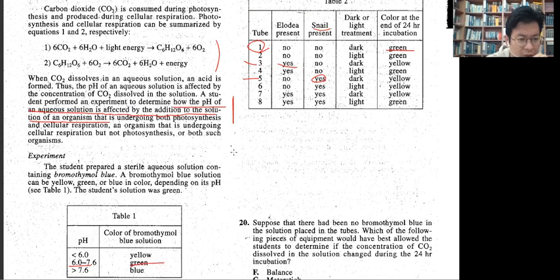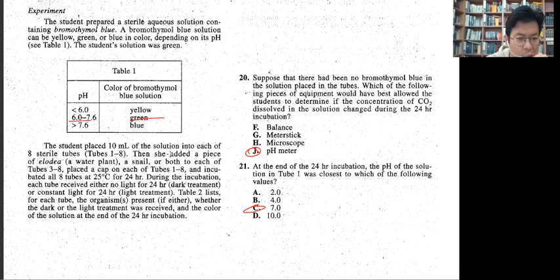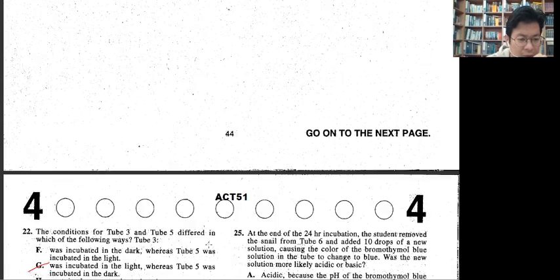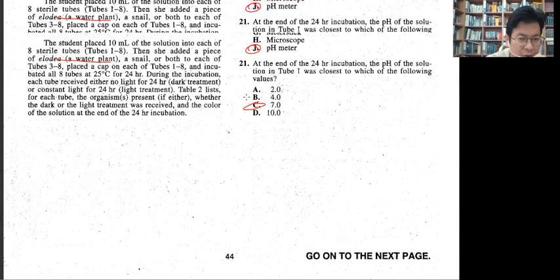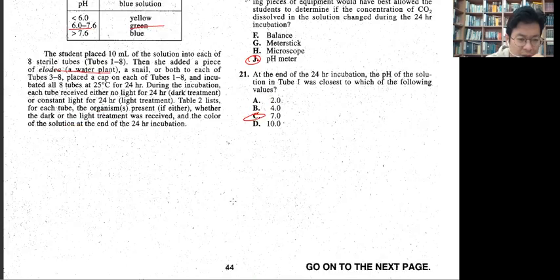Okay, so it's not only about dark or light treatment. It's more about what kind of organism we actually put in. Elodea is a water plant, right? So tube 3 is water plant, yes, snail, no, but then tube 5 is water plant, no, snail, yes.